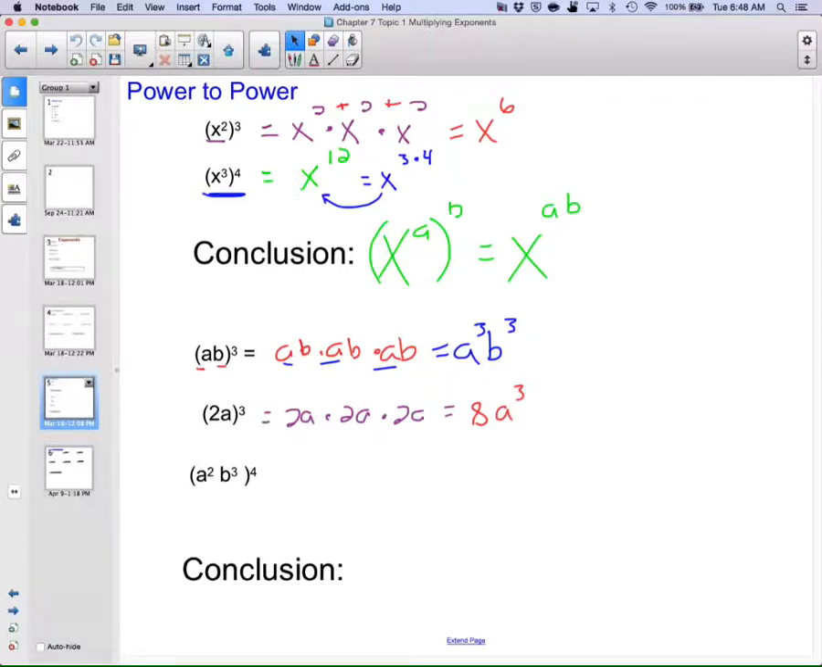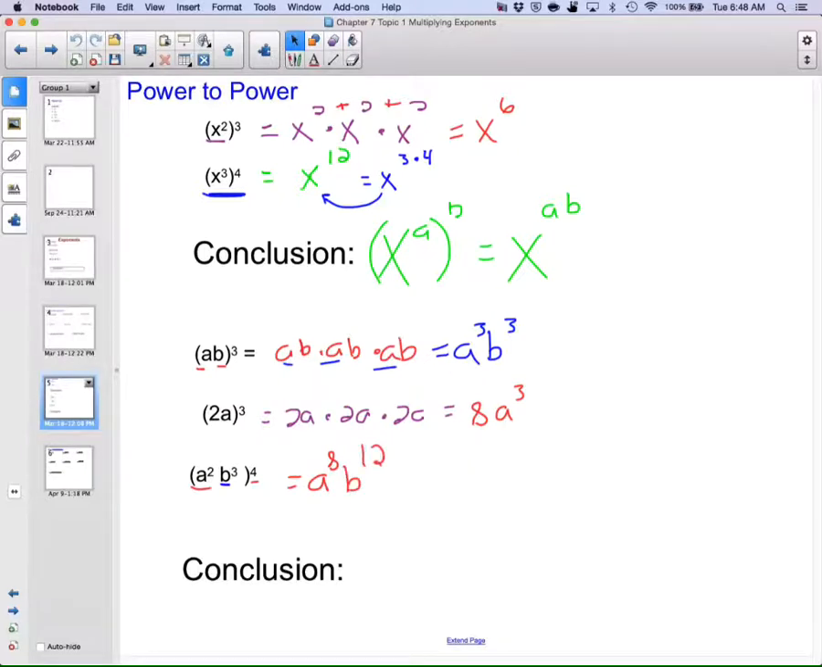Alright, let's look at the last one. I think I can see this. If a squared is going to be raised to the 4th, that's just a squared, a squared, a squared, a squared, which would be a to the 8th. We're using that property from above, power to a power. And then the b cubed 4 times should be b to the 12th.